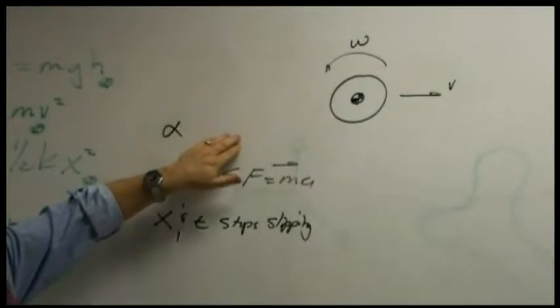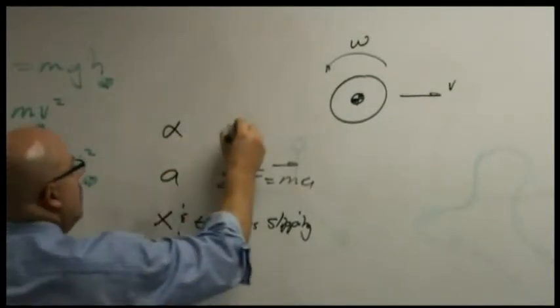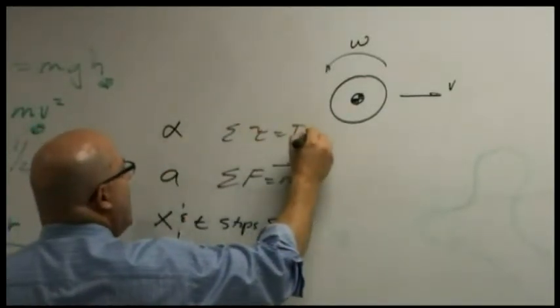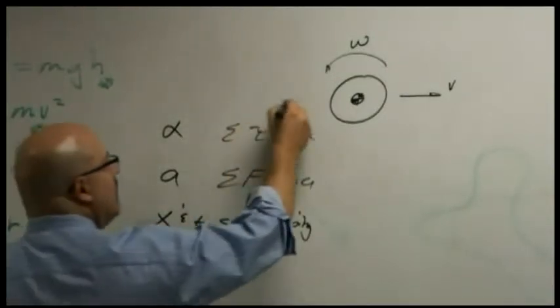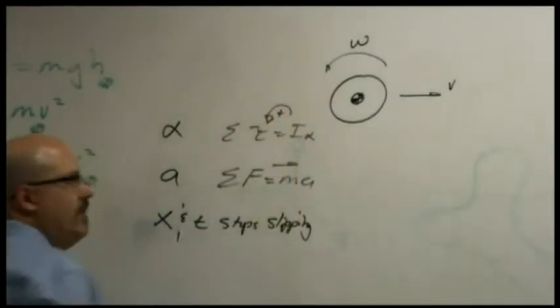And for this one, what would I use? The sum of the torques equals I alpha. And which way do you want to have positive here? Isn't that positive anyway? That's why it's positive in rotation. All right, we'll call that positive. I think that'll be okay. If it's not, we'll find out soon enough.